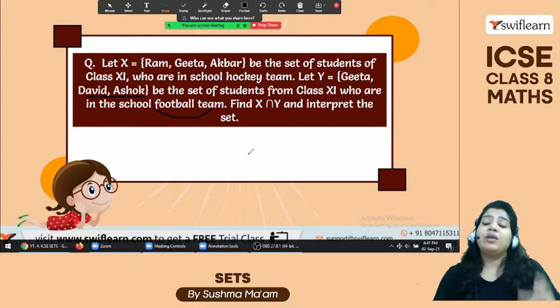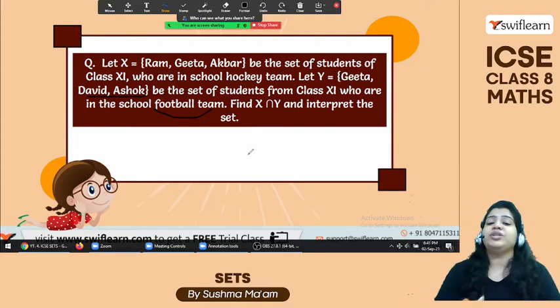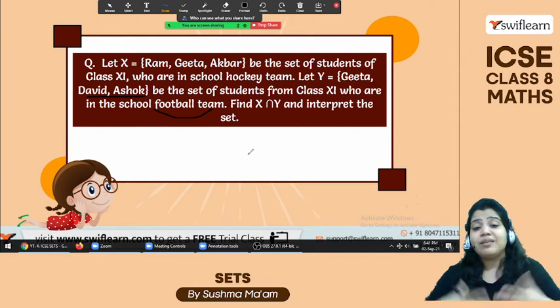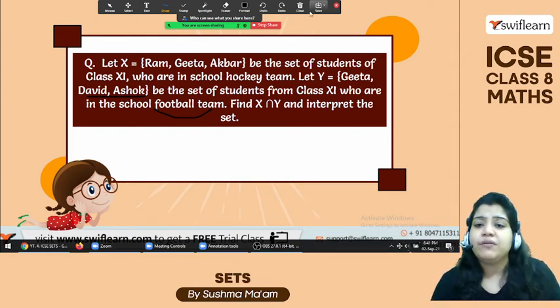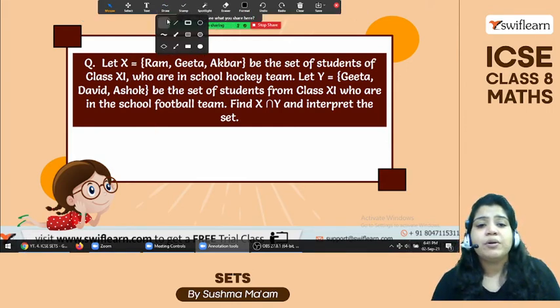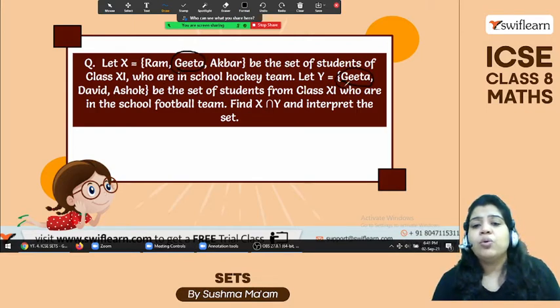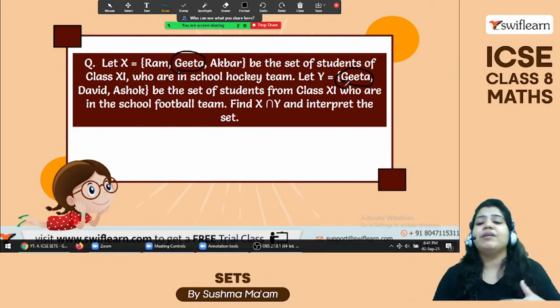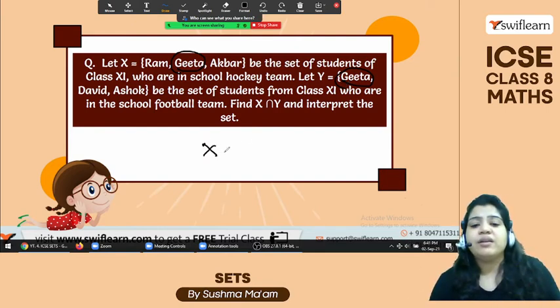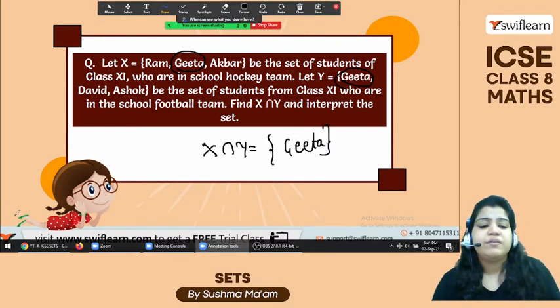And remember one thing: whenever we are performing intersection or union, the sets must always be in roster form, then only we can perform this. Okay, so which element is common? Ram, Geeta, Akbar. Here we have Geeta, David, Ashok. I can see only Geeta is a girl who is in both teams, the hockey team as well as the football team. So X intersection Y is Geeta, in this set. Is it clear?